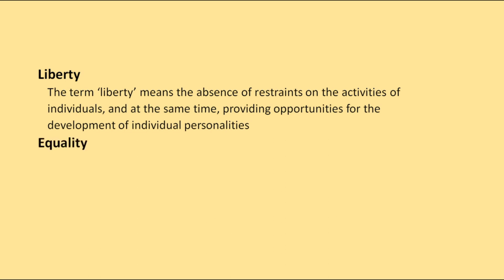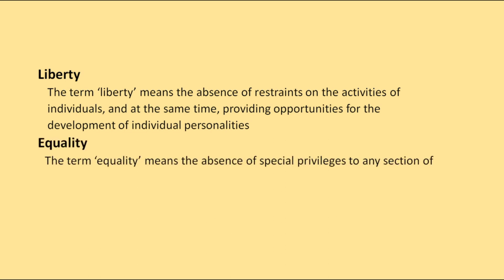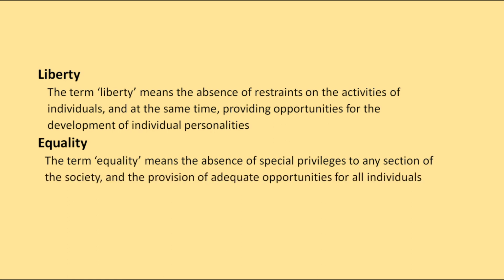Then we have equality. The term equality means absence of special privileges to any sections of the society and provisions of adequate opportunities for all the individuals. Now equality has 3 dimensions: civic, political and economic. Civic equality means equality before law under article 14. Under article 15 there is prohibition of discrimination on the grounds of religion, race, sex or the place of birth. For example, abolition of untouchability is also a civic equality.